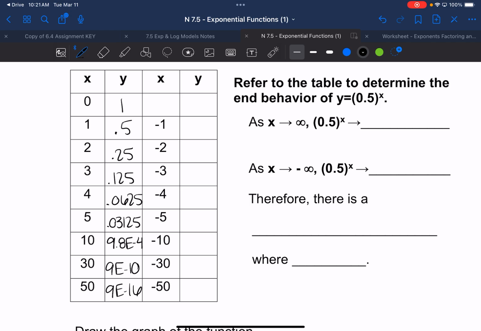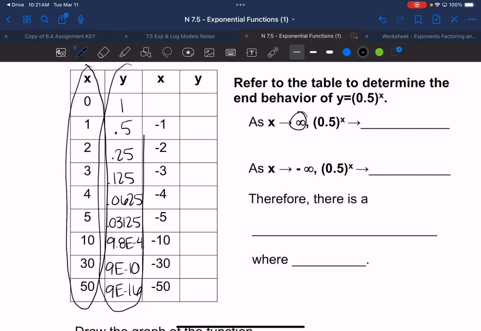All right, so in other words, as x in this first column was getting really, really big, going towards infinity, what was this y column doing? Getting closer to 0. Very good. Okay, now we're going to do the same for the other columns.